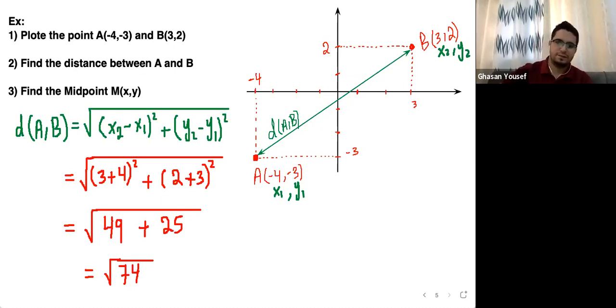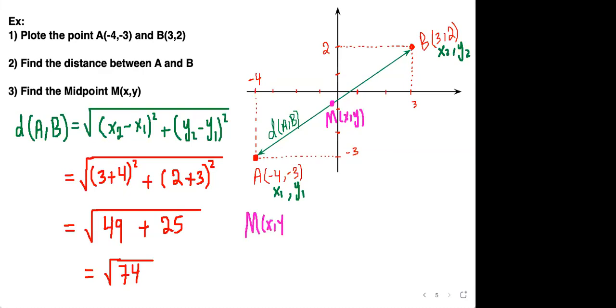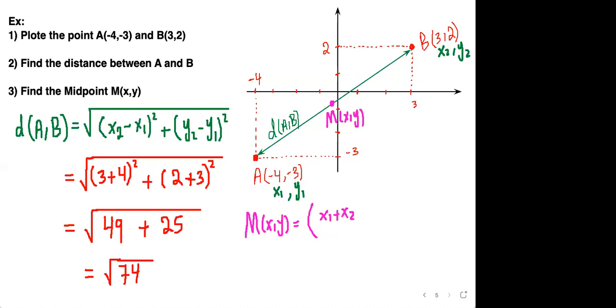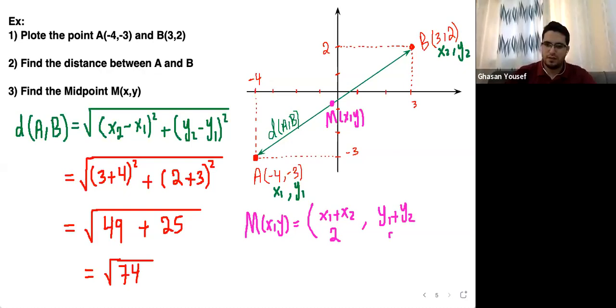Now, what is the midpoint? The midpoint is a point in the middle, like around here. This is my midpoint, capital X, comma Y. What is the formula? X1 plus X2 divided by 2, comma, Y1 plus Y2 divided by 2. It's an ordered pair. So here divide, here again divide. Now just plug everything inside this formula.